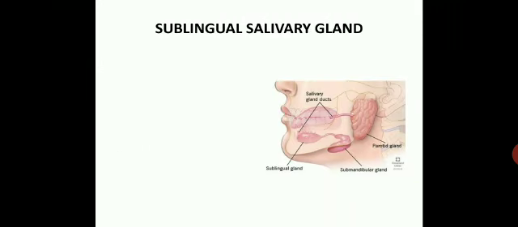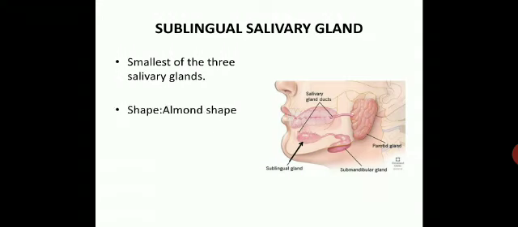So now we'll learn about the sublingual salivary gland. We all know there are three major salivary glands. Those are the parotid salivary gland, the submandibular salivary gland, and the sublingual salivary gland. So it is the smallest of these three salivary glands, and it is almond shaped and weighs about 3 to 4 grams.